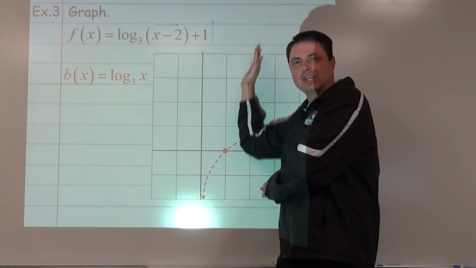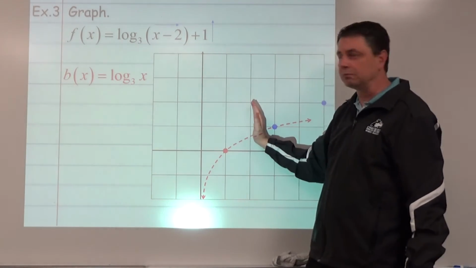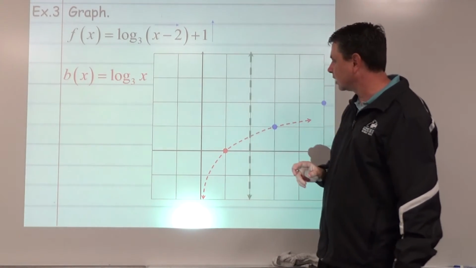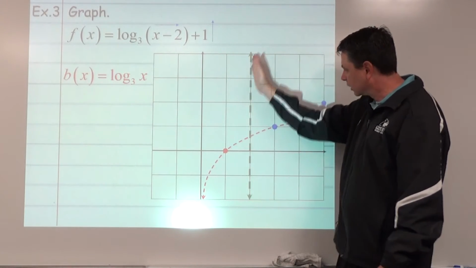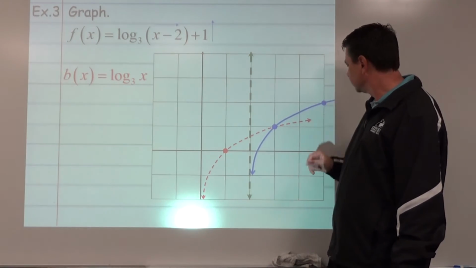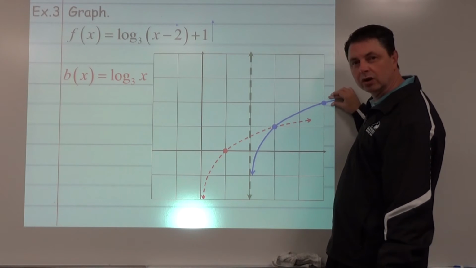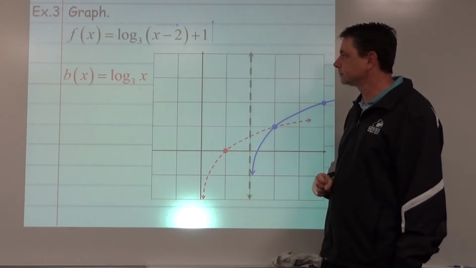The up 1 doesn't really change anything since our vertical line goes up and down forever, but the right 2 is important. We're going to redraw our asymptote right 2. So now let's get close to our asymptote, pass through these points. There's our graph, probably needs an arrow right there. It's going off the edge. There's our graph.